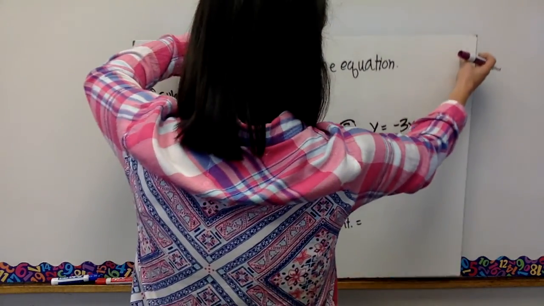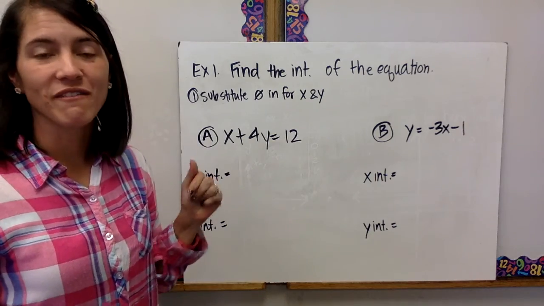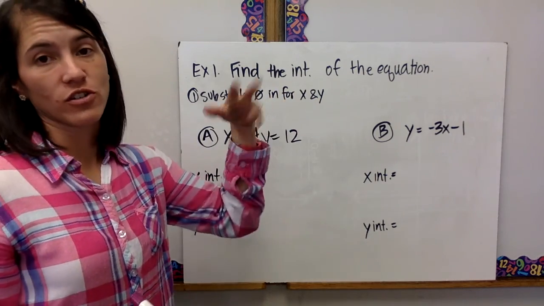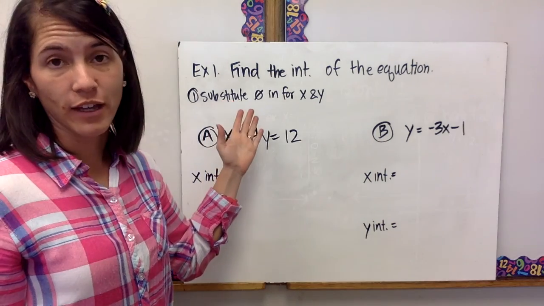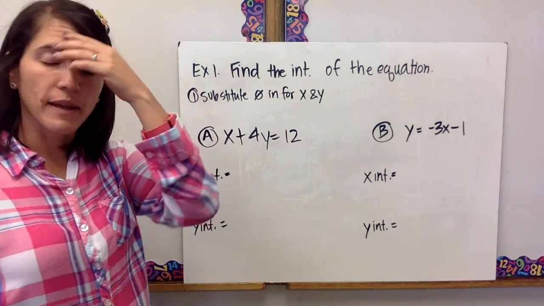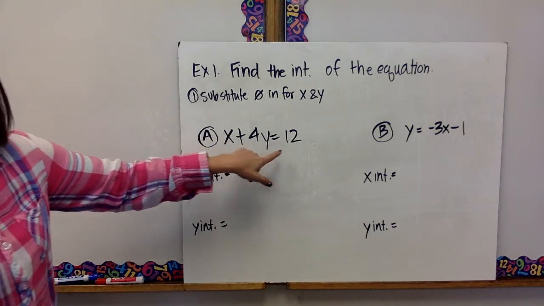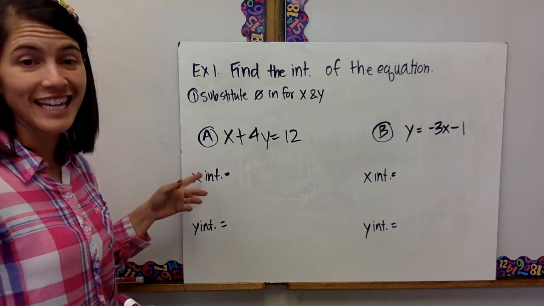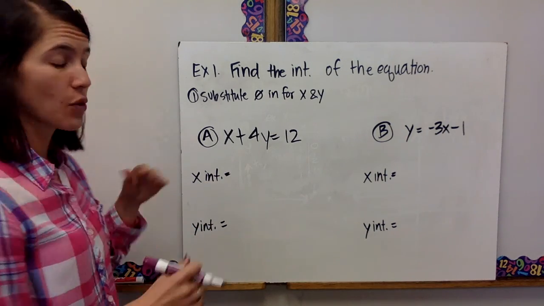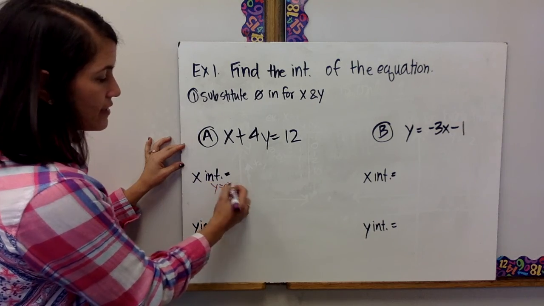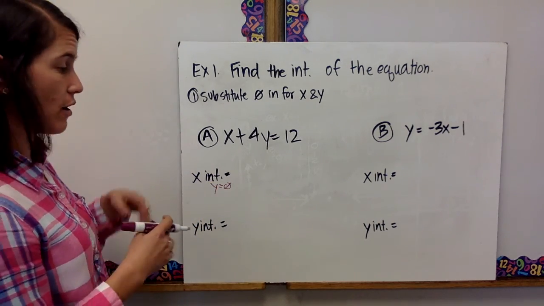All right, example 1. Find the intercepts of the equation. So I'm going to give you two equations. What you do is you substitute 0 in for x or y, depending on which intercept you're trying to find. For A, x plus 4y equals 12. If I want to find the x-intercept, that means I need to substitute y is 0. To find the x-intercept, the y has to be 0.